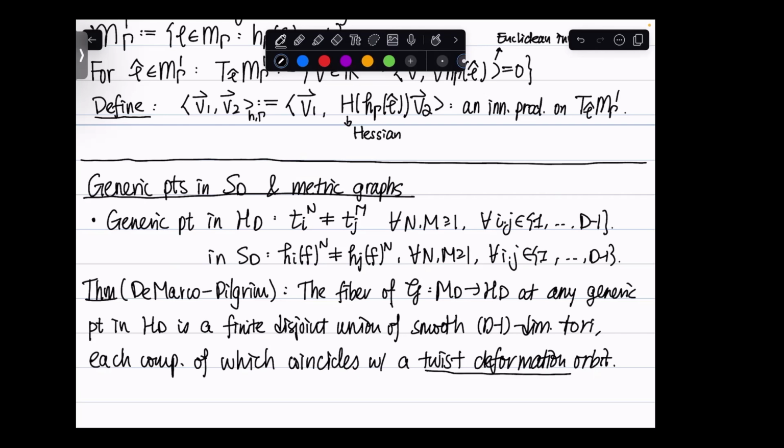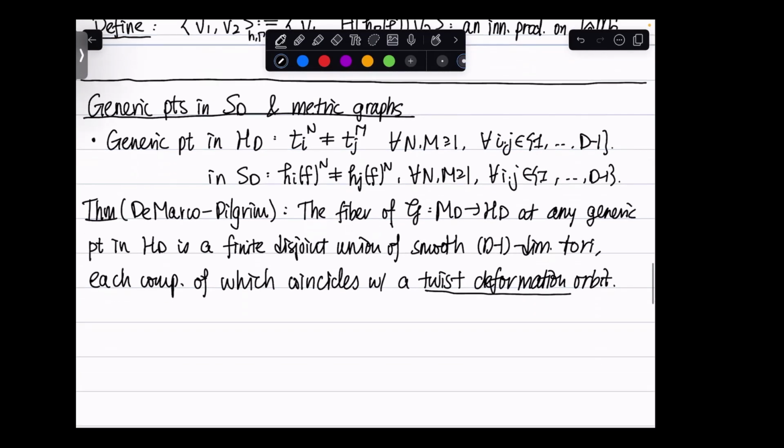I haven't said what a twist deformation orbit is, but twist deformation comes from Branner. It is the same twist deformation as the Branner-Hubbard wring motion. Intuitively, these motions are such that you can deform a polynomial by twisting the critical points of the polynomial, or you can do something called stretching. You can stretch the critical points, which means you can increase the escape rate of every critical point.